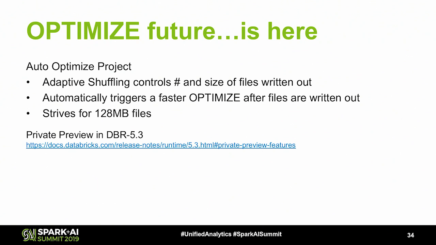You might be wondering why 128 megs? Well, we figured out that the sweet spot of running a fairly fast Optimize, but at the same time not having too many small files, is around 128 megs. Anything larger than that, and Optimize itself slows down. Anything smaller than that, and you've got a lot of small files. So it's in private preview in 5.3. If you'd like to use it, please contact your local Databricks rep.